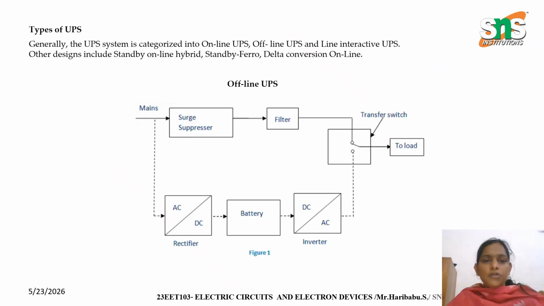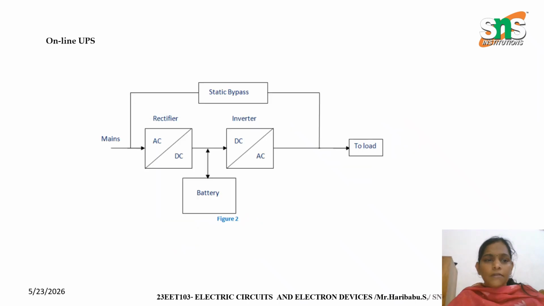Next, let us see the types of UPS. We saw online UPS, offline, and also line interactive UPS. The general design of an offline UPS has a surge suppressor and also a filter to handle voltage fluctuation, and a transfer switch to the load, and you have an inverter and also a battery and also a rectifier. This is a basic block diagram of offline UPS. The main difference between the offline and online UPS is that in online you have a rectifier and inverter connected to the load, and you have a battery backup.